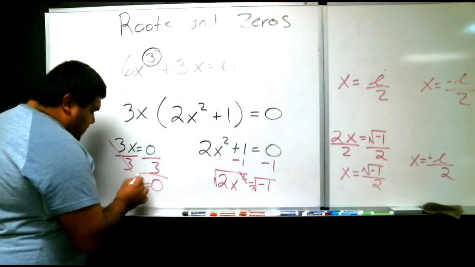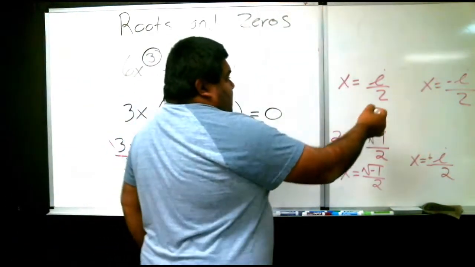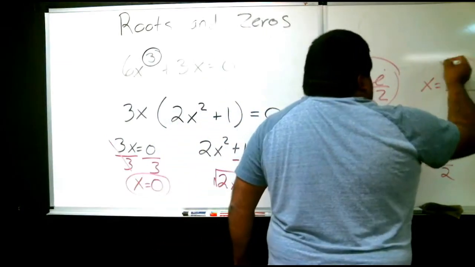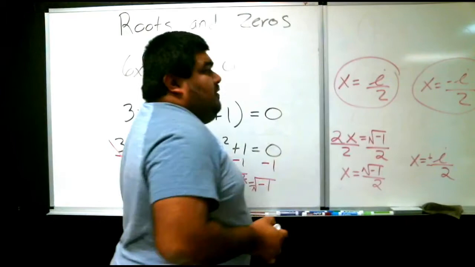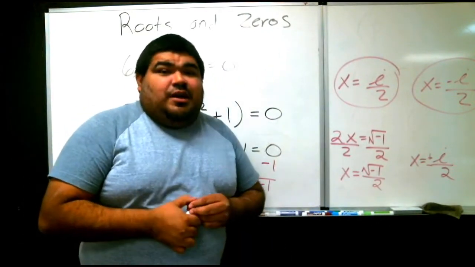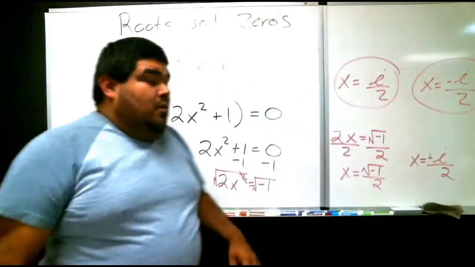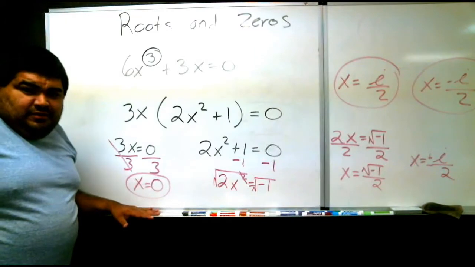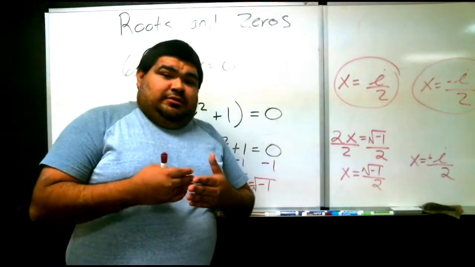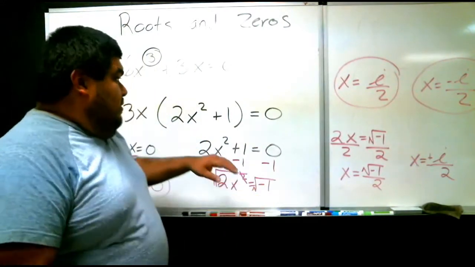We have answer 1, which is x equals 0. We have answer 2, which is x equals i over 2. And we have answer 3, which is x equals negative i over 2. So we have 3 solutions. These 2 solutions are complex, while this one is just a regular solution. That's all we're doing today. We're just finding how many solutions, and we're finding those solutions.